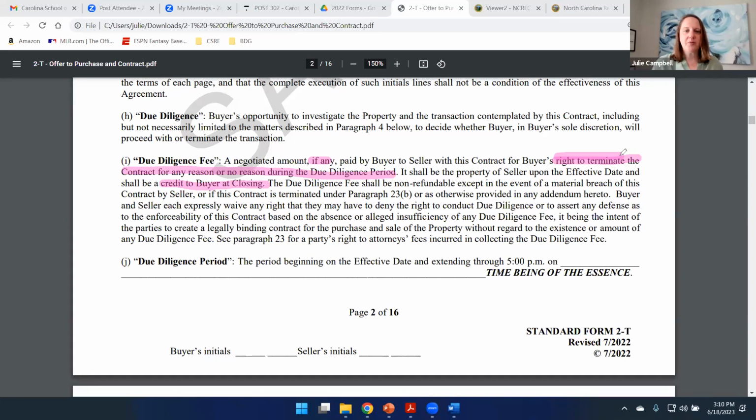And then we have our due diligence period, the period beginning on the effective date, extending through 5 p.m. on, put an actual date in there. Time being of the essence, drop dead date and time. Again, how much time do we allow for due diligence period? It's all negotiable. Buyer's agents, we want to make sure we have enough time to get our inspections done, to get that appraisal done so we can see what it appraises for. We may not have loan approval while we're coming out of due diligence, but at least we have a good idea from the lender about how that loan is going.